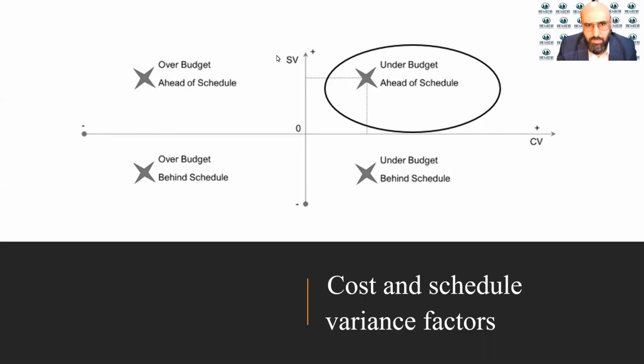So the SV is related to the schedule, and because it's positive, that means the project is ahead of the schedule. However, the CV is negative, so you are over budget. You exceeded your budget. That's why you get a negative cost variance. In the last case scenario here, which is over budget and behind the schedule, the CV is negative. You exceeded your budget and you are late in the schedule. Both values, the SV and CV, are negative.